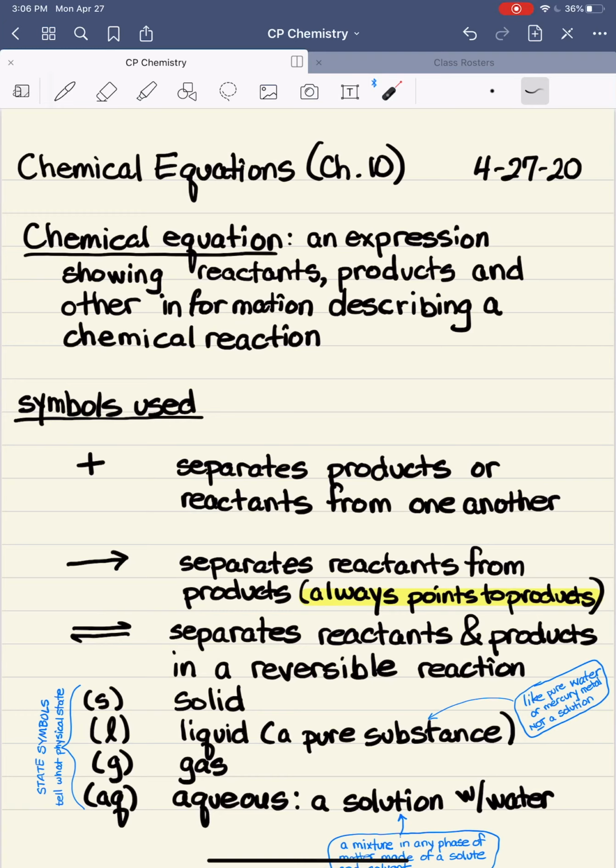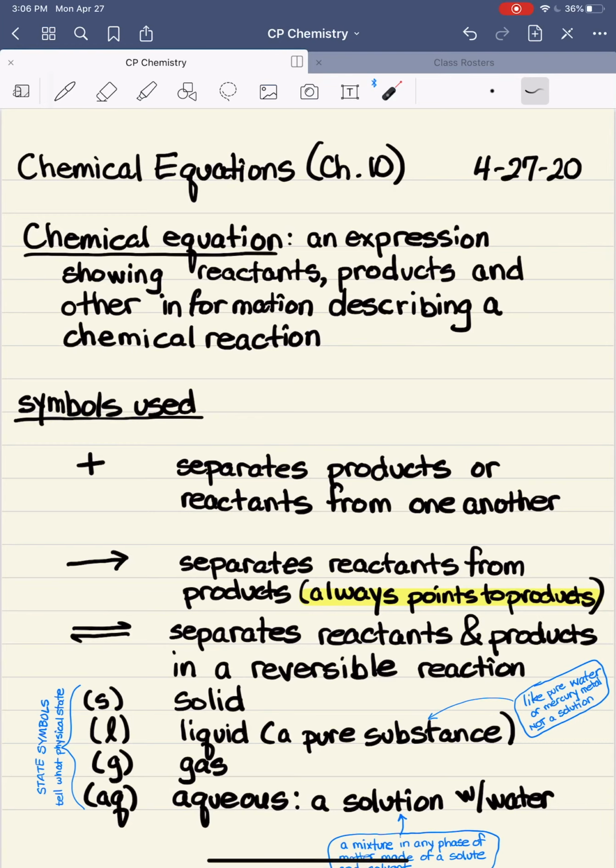Okay, there's another kind of arrow that we also use sometimes, and this is the double-headed arrow. We won't use it for a little while. The double-headed arrow separates reactants from products in a reaction that is reversible. Reversible reactions are very, very common, and we need to discuss what that means later on. So I just want you to notice that symbol and know what it means when we get there.